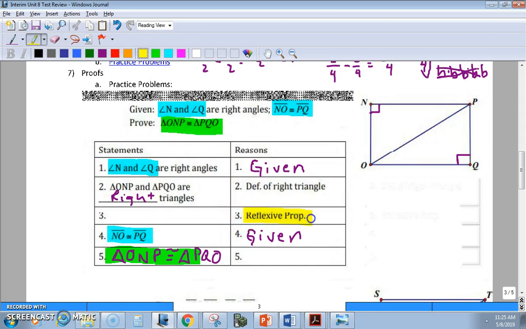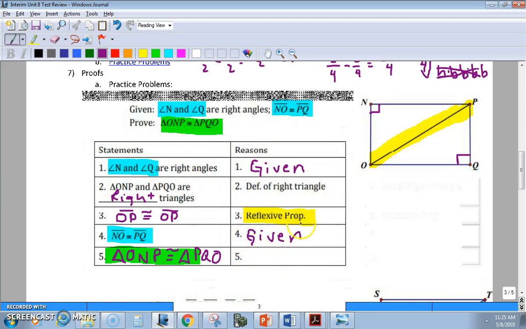Now this next one I want you to remember is the reflexive property. The reflexive property always has to do with something being equal to itself. So in this case, I'm going to look at this figure over here, and I'm going to see what could possibly be equal to itself that both of those triangles share, and obviously it's going to be this diagonal here, OP. So we're going to put in there, because of reflexive property, line segment OP is obviously congruent to itself. There you go. We are down with OP.